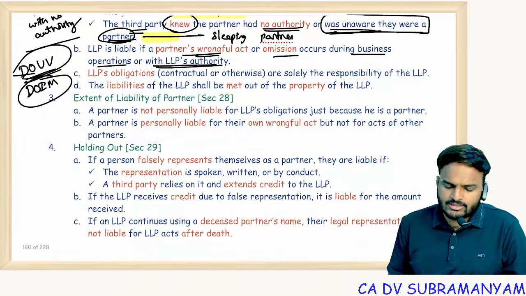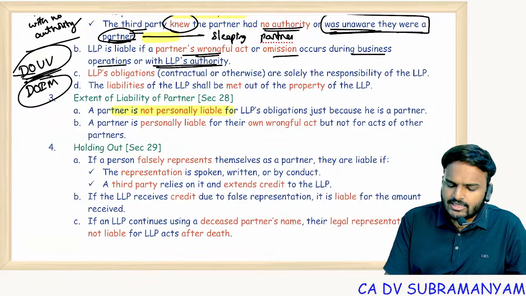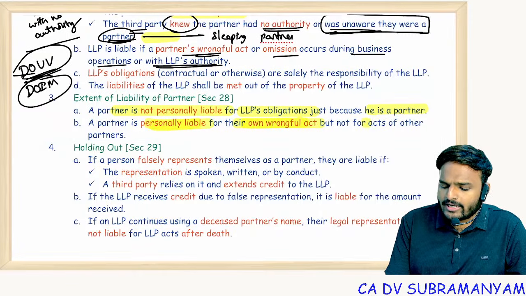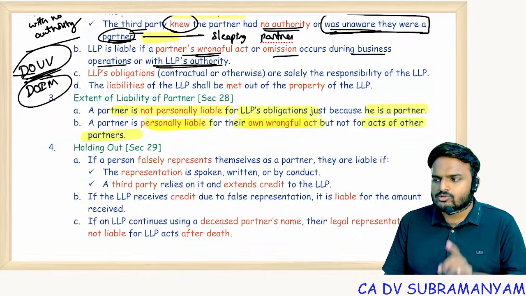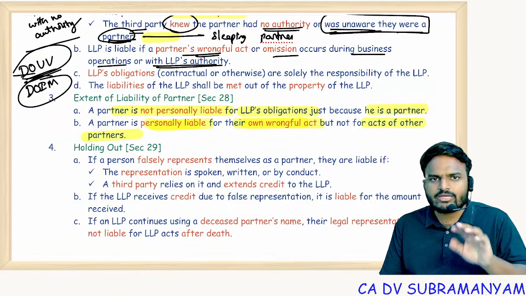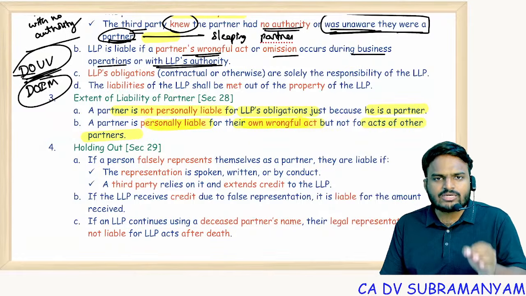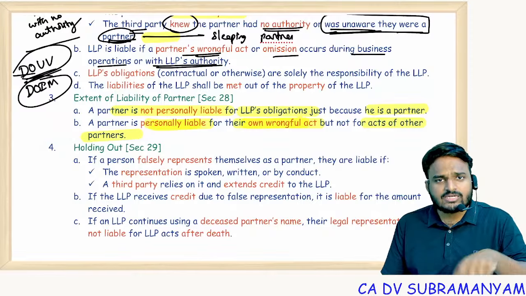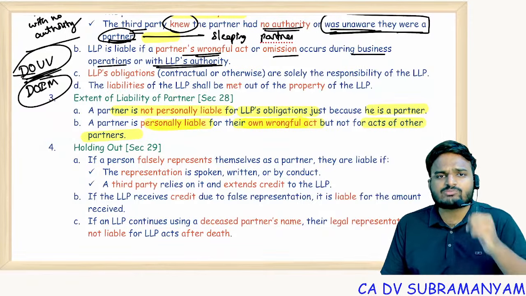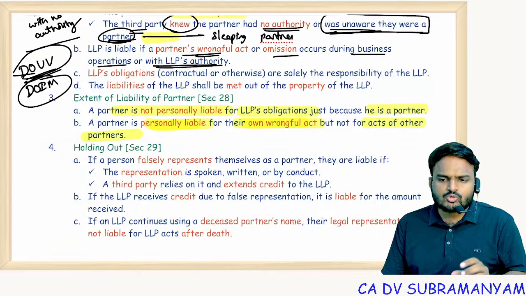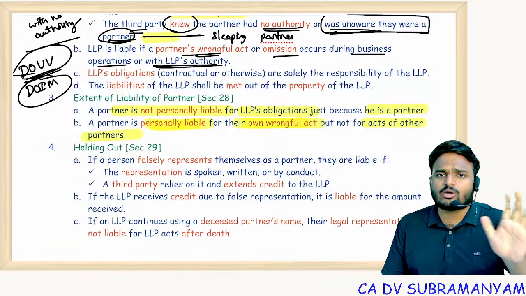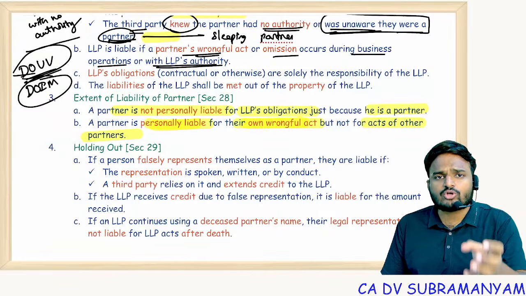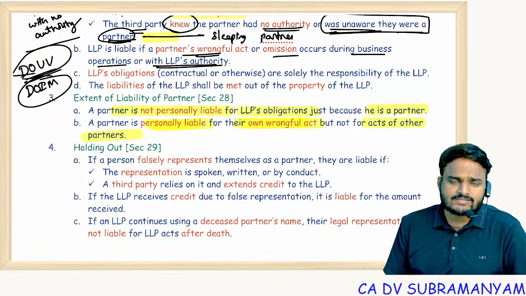So, the extent of liability of the partner. A partner is not personally liable for LLP's obligations just because he is a partner. He is personally liable for his own wrongful acts but not for the acts of other partners. Here there is no mutual agency with other partners. There is only agency, and that agency is between the partner and LLP. If a partner makes a mistake which is within his powers, then LLP is liable and this solo partner is responsible to the LLP. If a partner commits fraud outside his powers, outside his authority, then that solo partner is responsible to the outsiders. LLP is not responsible. Simply the doctrine of constructive notice.